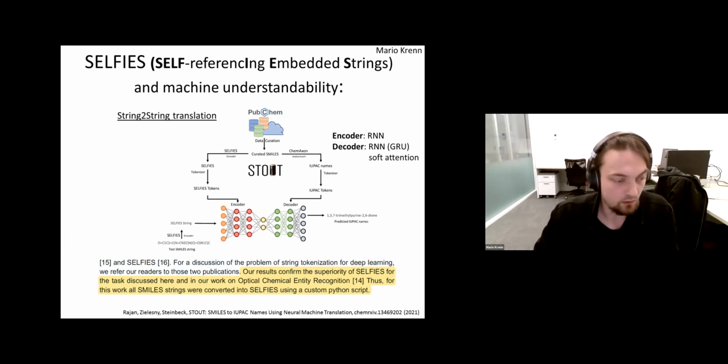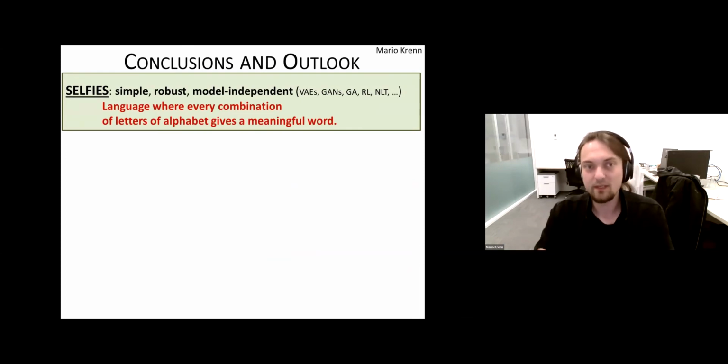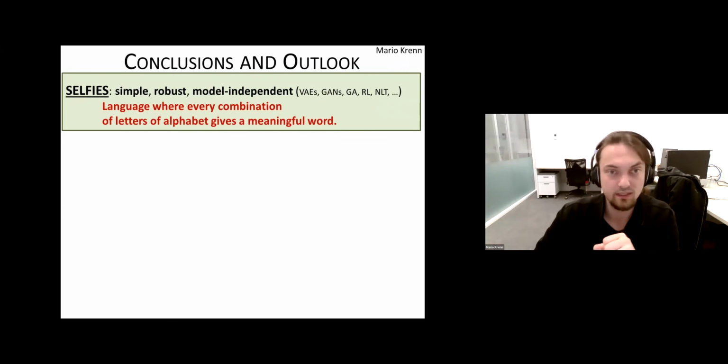Okay, so I'm basically out of my time, so let me go to a conclusion. I've shown you our new representation, which is simple. It's a string-based representation. It's 100% robust, and it's basically model independent. You can use it for variational autoencoders. We've used it for GANs. We've used it for genetic algorithms, for reinforcement learning. Other groups have used it for natural language translation tasks.